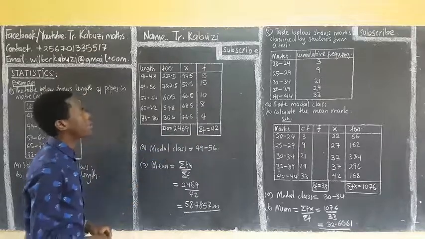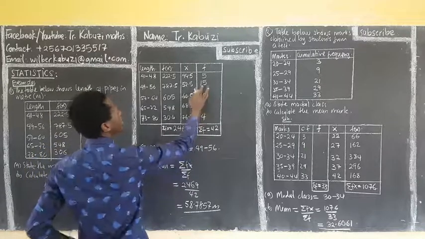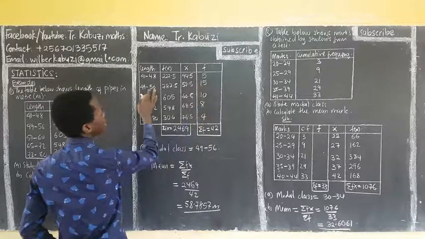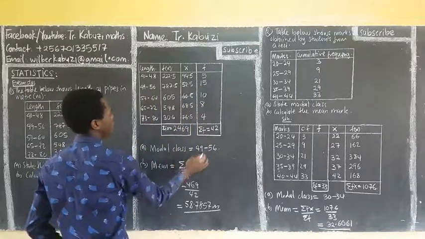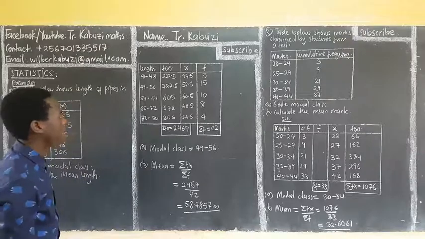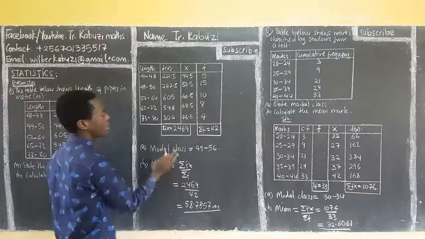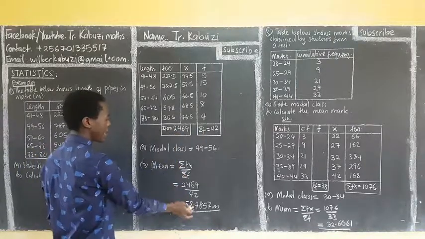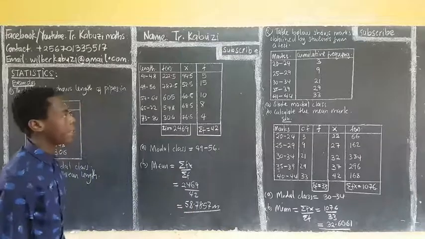Now the modal class is determined by the highest frequency. That's the highest frequency here, and our modal class is going to be this, 49 to 56. Then my mean is going to be summation this over this. So this divided by this, I get that to 4 decimal places.